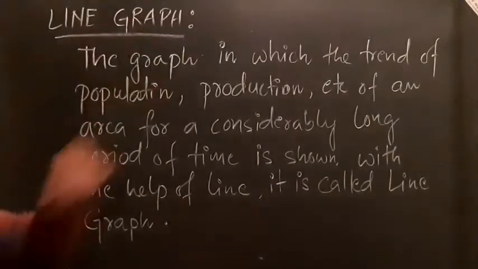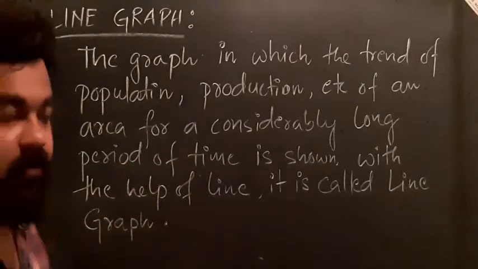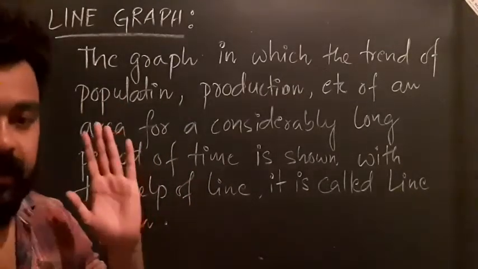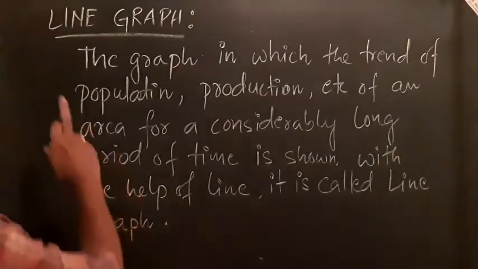Okay, let's move to the line graph. The line graph we learned is similar to the bar graph, but in the line graph we draw a line, while in the bar graph we draw rectangles, right? So what is a line graph?